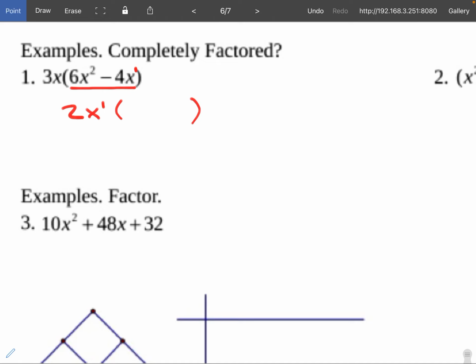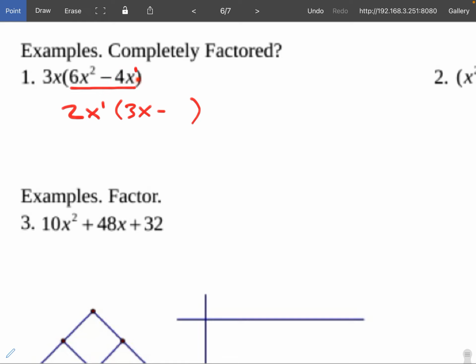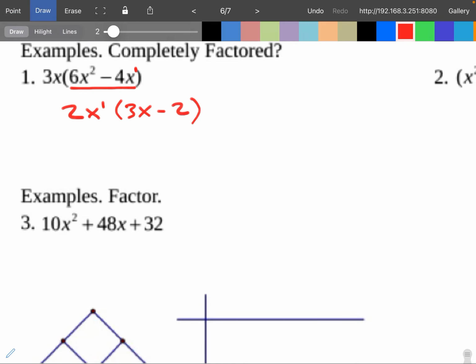And then to finish what's inside those parentheses, you're going to do the distributive property backwards. So you're going to say 2x times what would give you 6x squared? 3x. Yep, good, 3x. And then minus. And again, if you're having trouble with this step, you can take this term right here, that negative 4x, and divide it by your greatest common factor, which is 2x. That's another way to think of it. But anyway, 2x times what would give you a 4x? Just a 2, right?